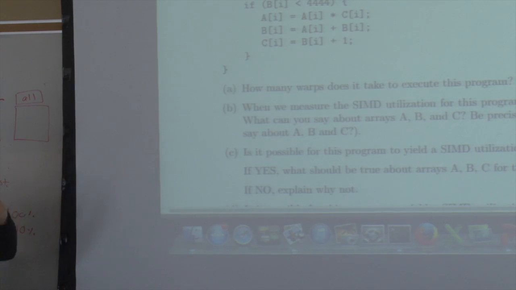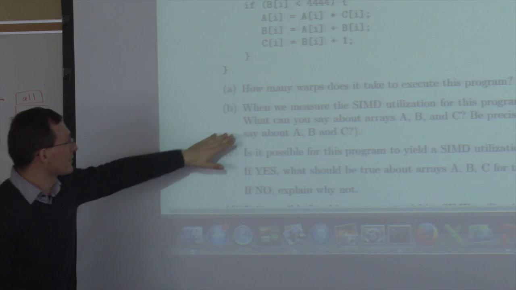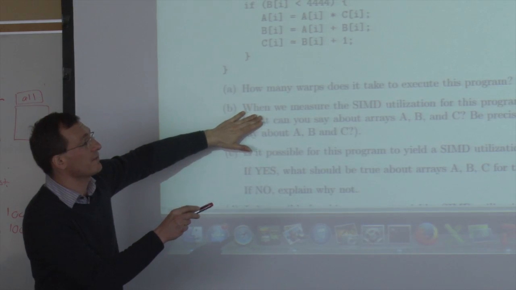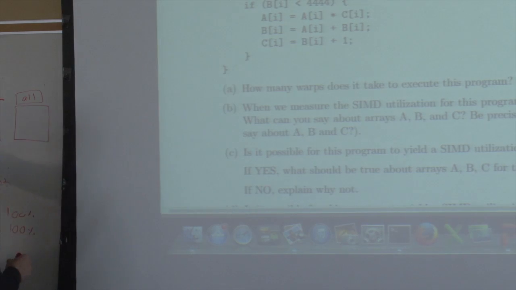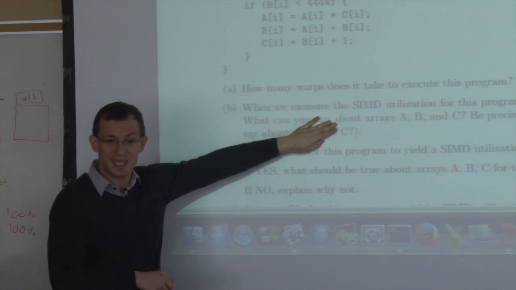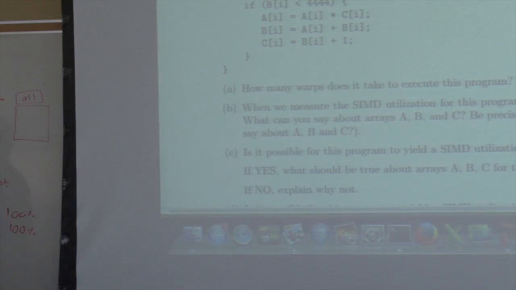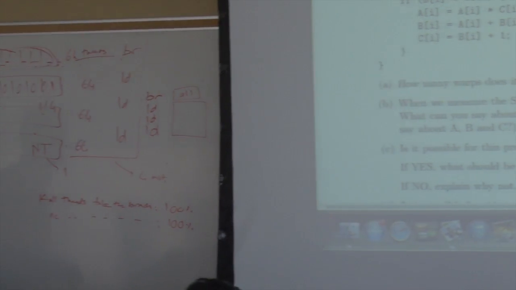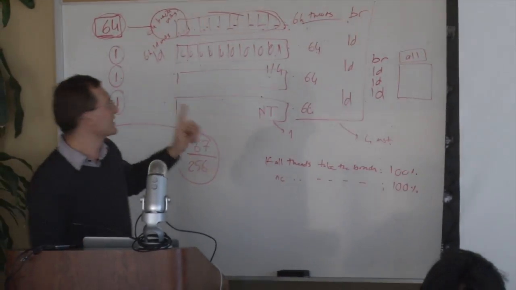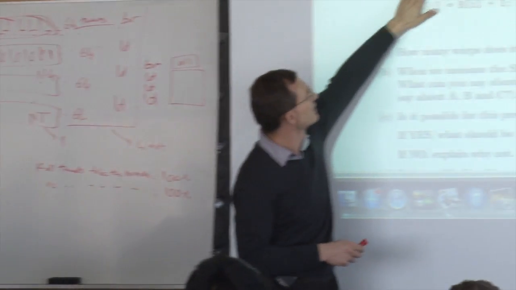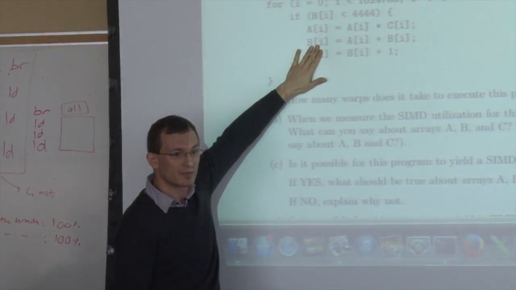That's a fun question. So the question is not that, though. When we measure the SIMD utilization of this program with one input set, we find that it's 67 divided by 256. What can you say about arrays A, B, and C? That's the question, actually. Now you figured out how you can get 67 divided by 256. Only one thread within a warp should be executing these loads.